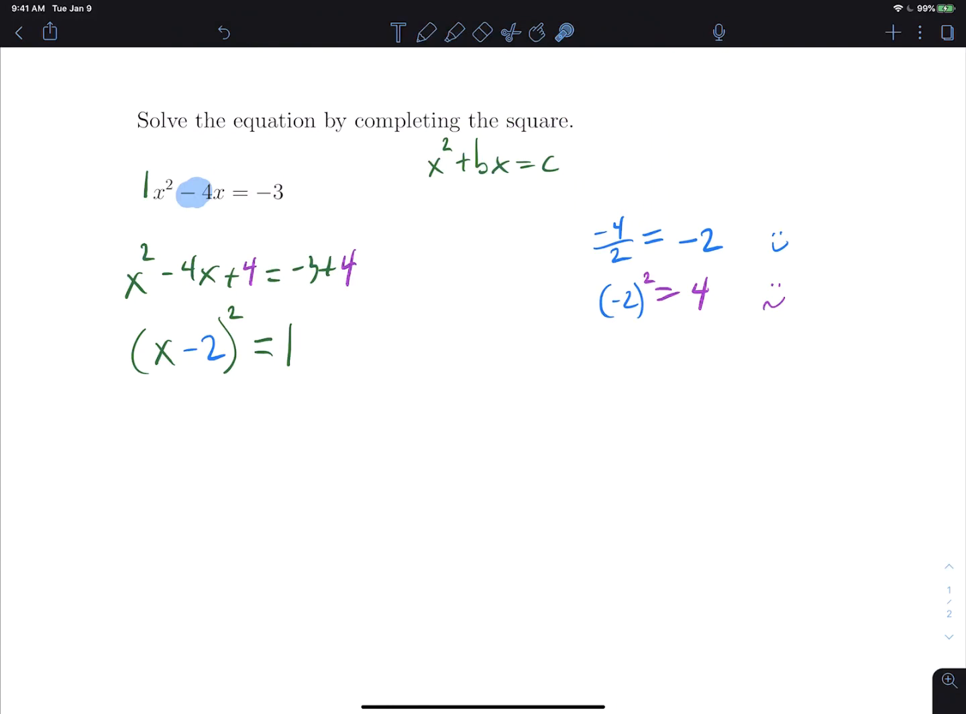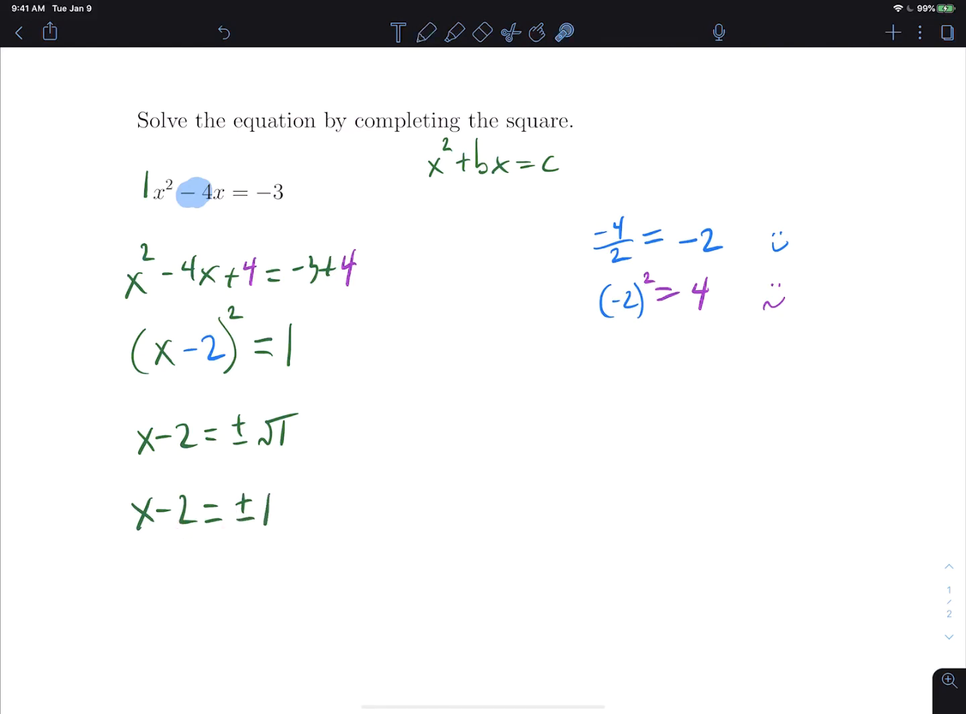Awesome. Now that we have this, let's solve this equation. Notice something squared equals 1. All we need to do is use the square root property, which means x minus 2 is equal to plus or minus the square root of 1. And simplify the square root of 1. In this case, that's just going to be 1. So that gives me x minus 2 equals plus or minus 1.